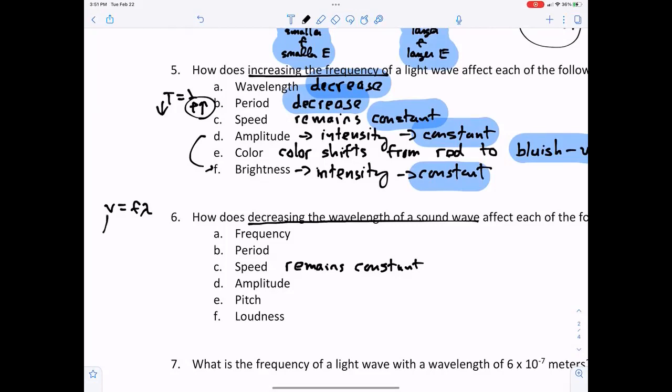So what does that mean? If this is constant, that means a decreasing wavelength corresponds to an increase in frequency. So frequency would increase. Okay, and again, period is the inverse of the frequency. So if frequency gets bigger, period has to decrease, right? It's going to get smaller.